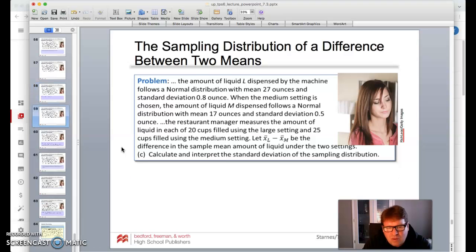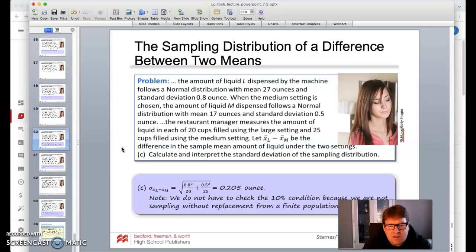Now standard deviation, a little more difficult. As we do the standard deviation, remember the first one was 0.8, so square it and divide by the 20 cups there. The medium had the smaller standard deviation of 0.5, so square that and divide it by the 25 cups. So what we're finding is that the standard deviation would be 0.205. Again, we don't have to check the 10% condition because we're not sampling without replacement.